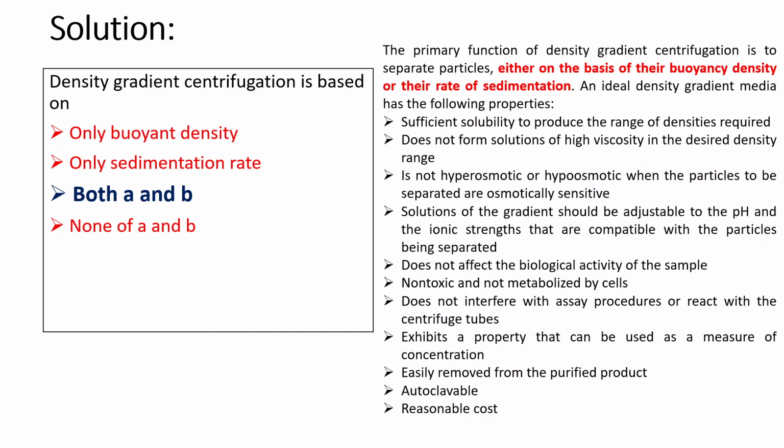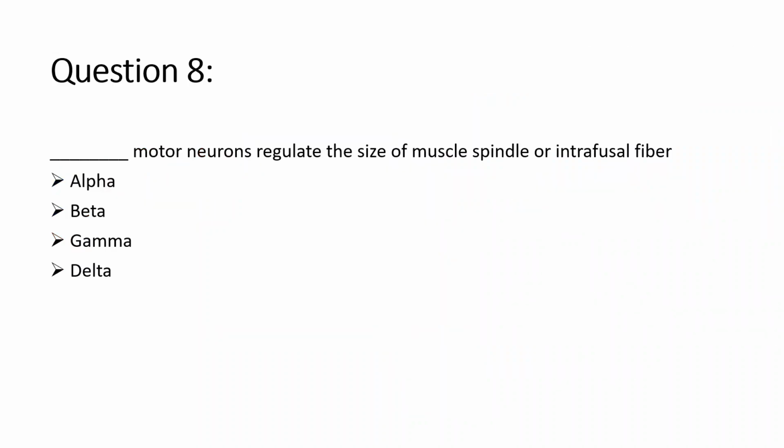Now let's move on to the next question. Question number 8. Which motor neurons regulate the size of the muscle spindle or the intrafusal fiber? Alpha, beta, gamma, or delta motor neurons? You can write your answer in the chat box.